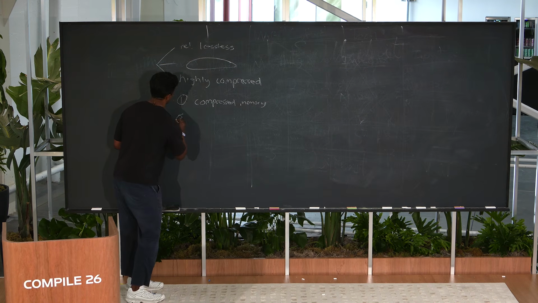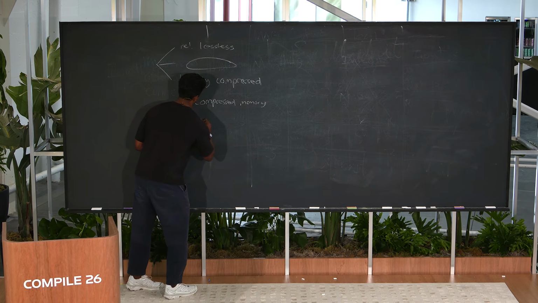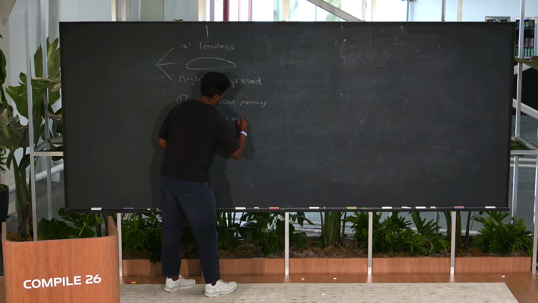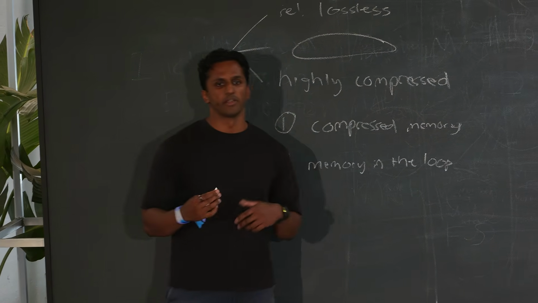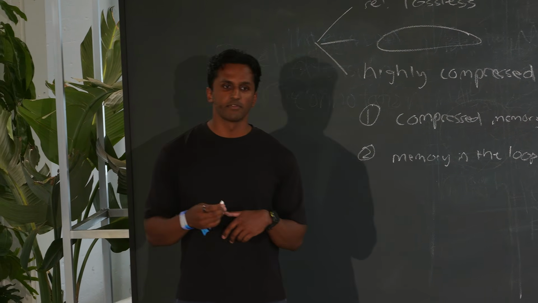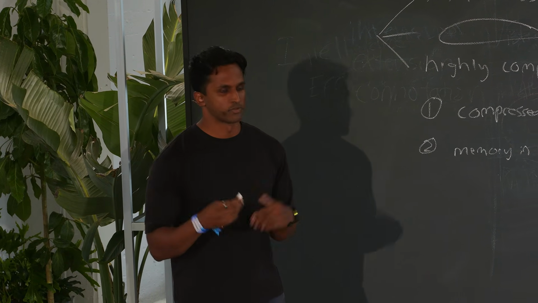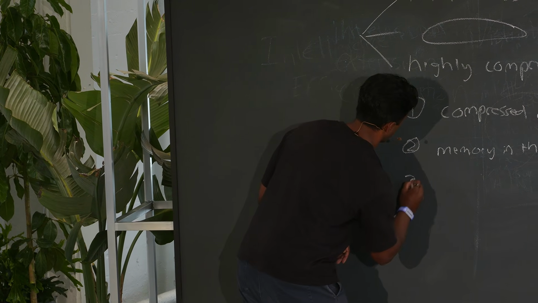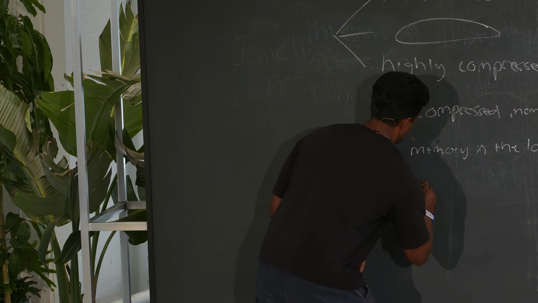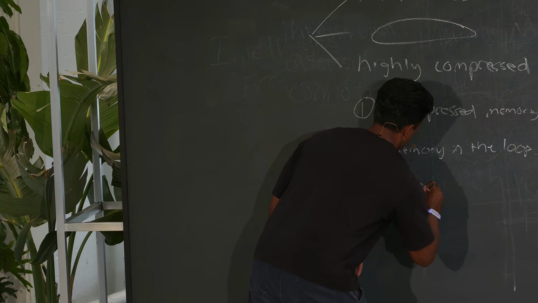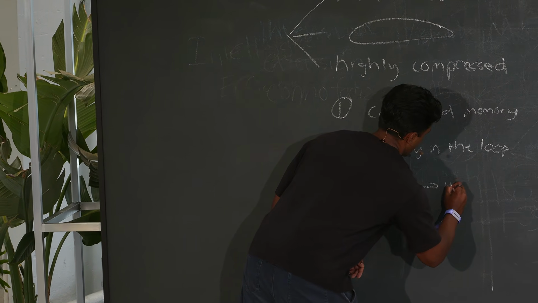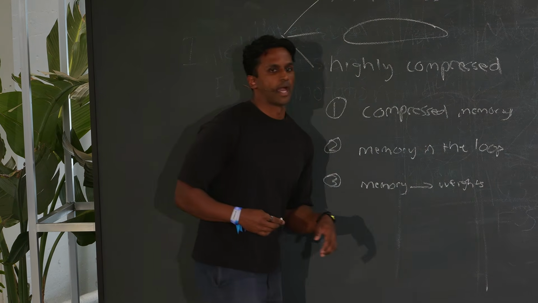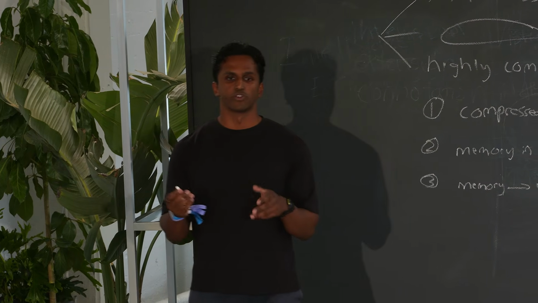The second piece is being able to use memory in the loop. The main idea here is if memory can be used in a loop repetitively, this is how you're going to get these really long horizon tasks to use the memory effectively. The third and final component is some sort of mechanism to project the memory back into the weights. The idea here is, how do we turn these experiences into some sort of durable knowledge?